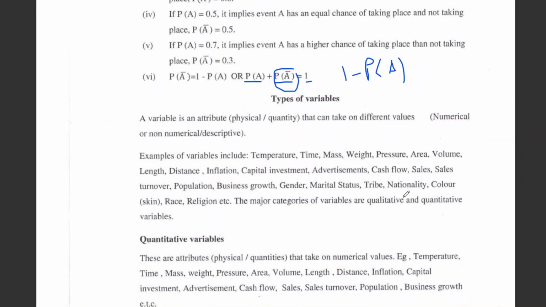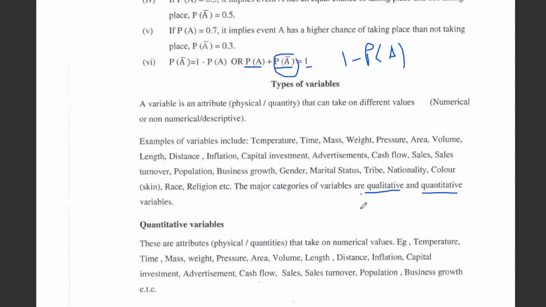The major categories of variables are qualitative and quantitative. But what are quantitative? The way you hear the word quantity. These are attributes. They can be physical quantities that can take on numerical values.